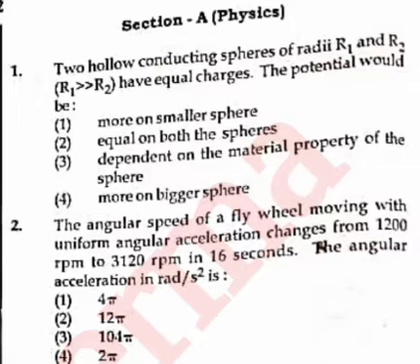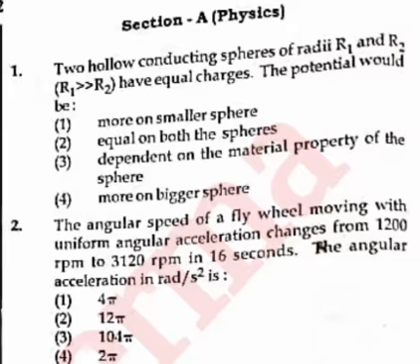Question number 2. The angular speed of a flywheel moving with uniform angular acceleration changes from 1200 rpm (rounds per minute) to 3120 rpm in 16 seconds. The angular acceleration in rad per second square is: option 1, 4 pi; option 2, 12 pi; option 3, 104 pi; option 4, 2 pi. The correct answer is option 1, 4 pi.